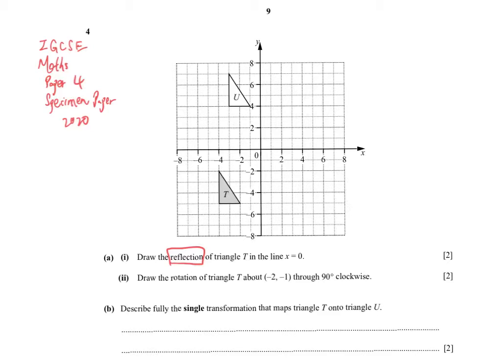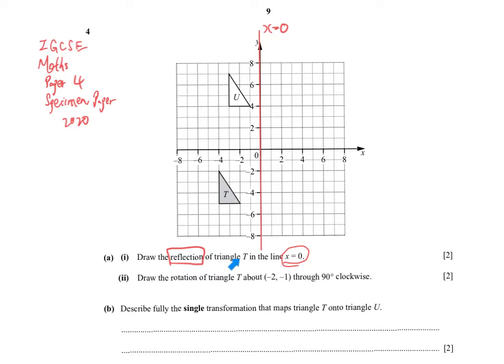So here we come to IGCSE Mathematics Paper 4, Specimen Paper 2020, question number 4. So 4A part 1 is about the reflection. First of all, we need to think about the line x equal to 0 is a vertical line, and actually it is just the y-axis, x equal to 0.